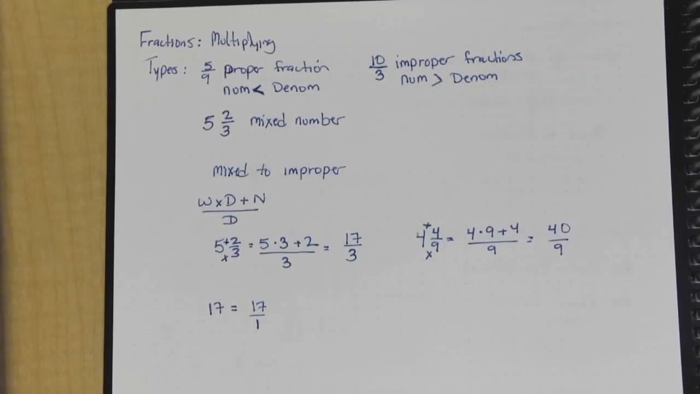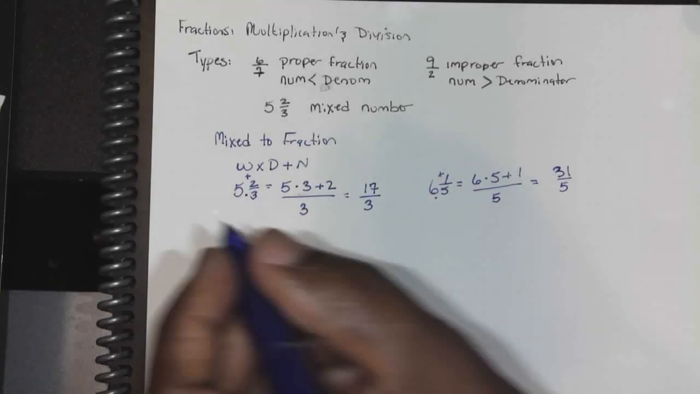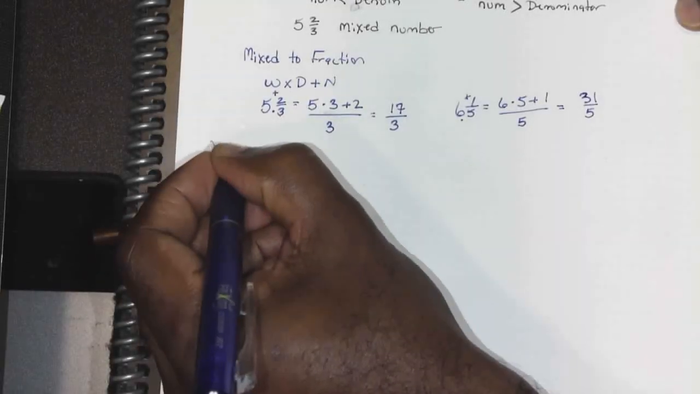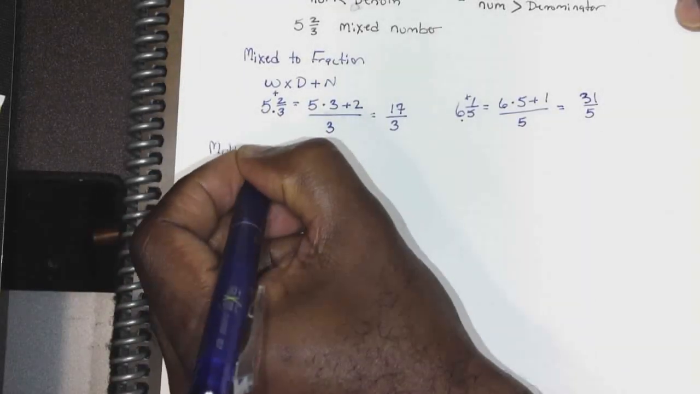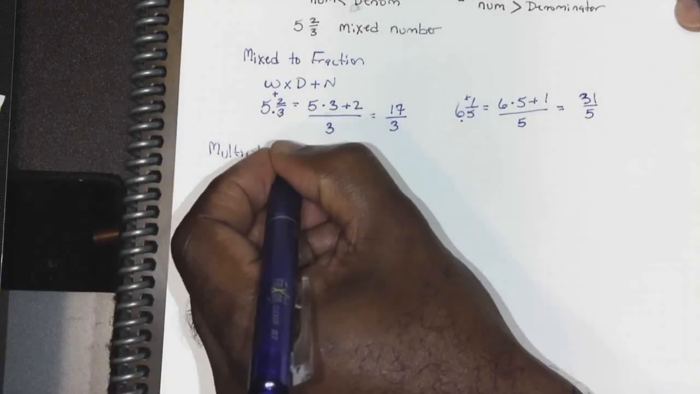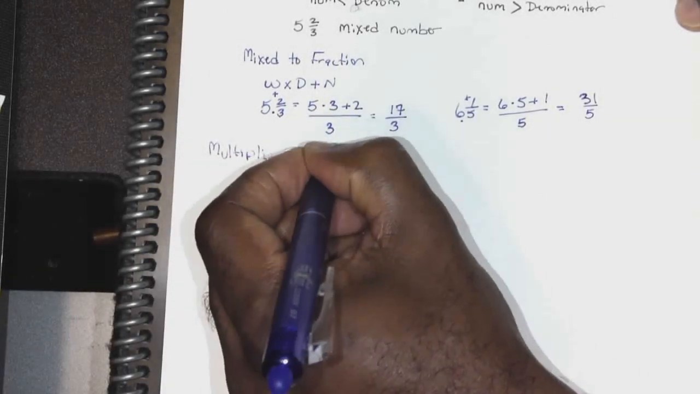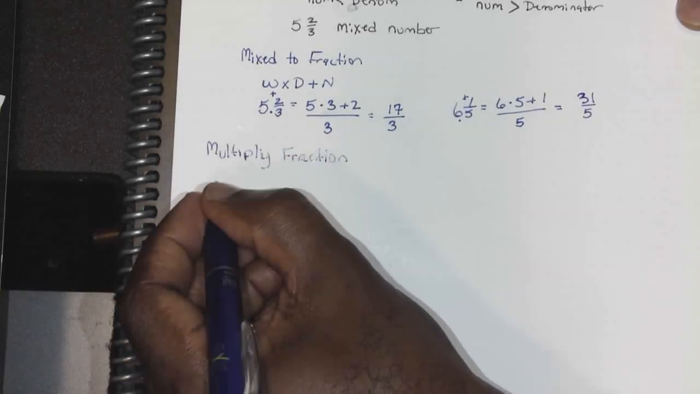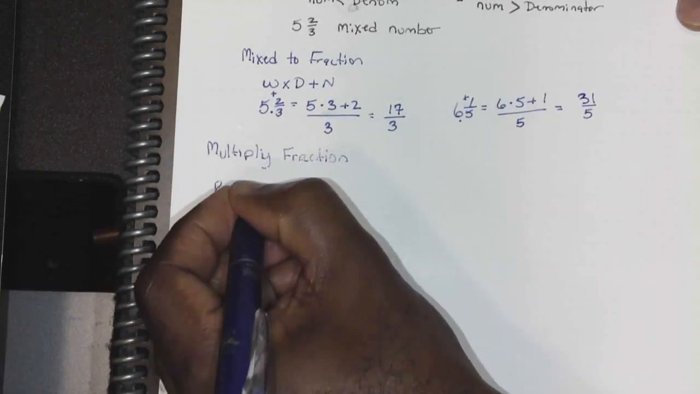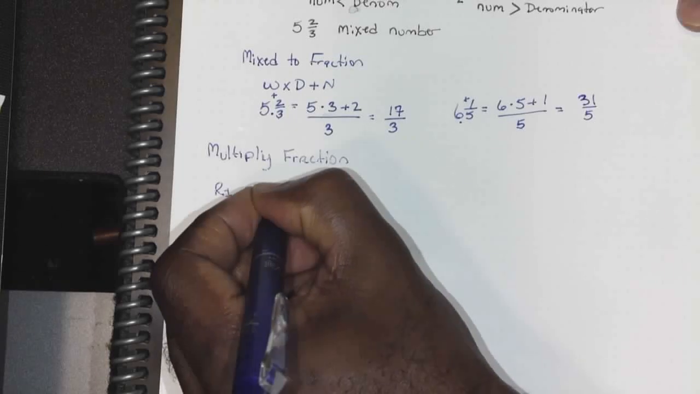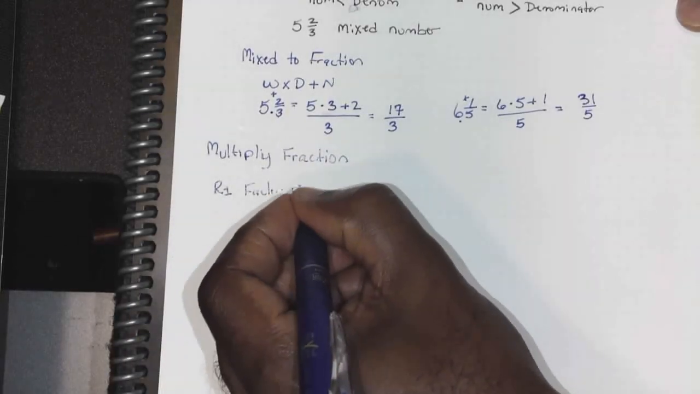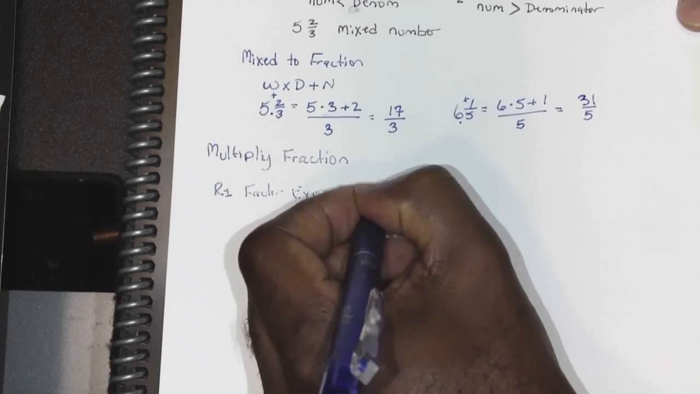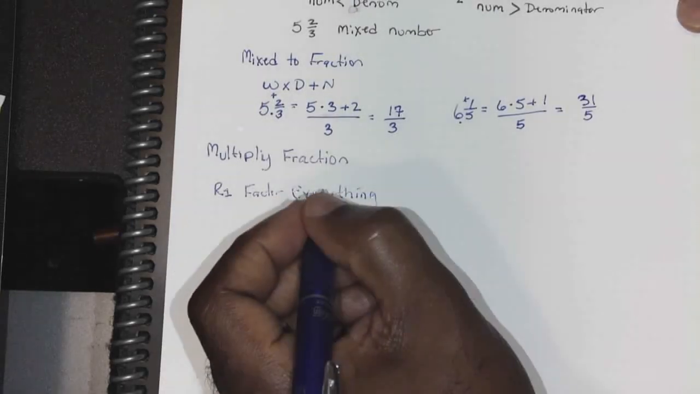Alright? Now, to multiply fractions, let's get some rules. Multiply fractions. You've seen this before. Real easy. To multiply fractions, rule 1: you will factor everything. Factor everything.